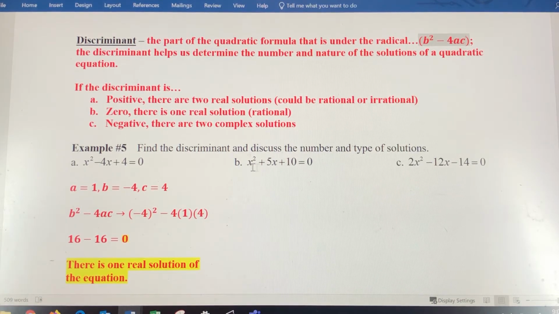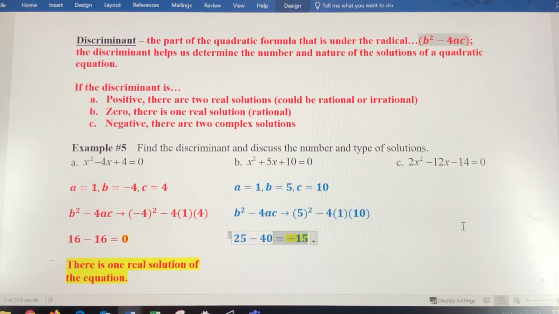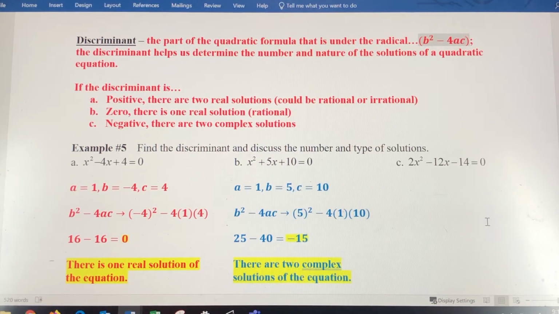All right, x squared plus 5x plus 10 is already in standard form, so my a value is 1, b value is 5, c value is 10. Okay, so let's plug these 3 values into my discriminant, b squared minus 4ac. And I get 5 squared minus 4 times 1 times 10, okay? Let's do the math out. That gives me 25 minus 40, which means my discriminant is negative 15, okay? So that puts me in choice C here. I've got a negative discriminant. That means I'm going to have 2 complex or 2 imaginary solutions, okay? There are going to be 2 complex solutions for that quadratic equation, all right?